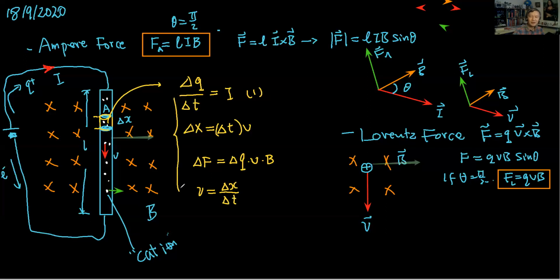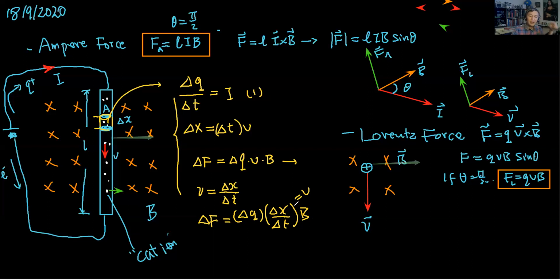These are all the formulas we need, and eventually we have to get the Ampere force. In this case, this one just gives you a small amount of force. Can we write this? So delta F will equal to delta Q multiplied by delta x over delta t, and multiplied by the magnetic field. Do you agree?